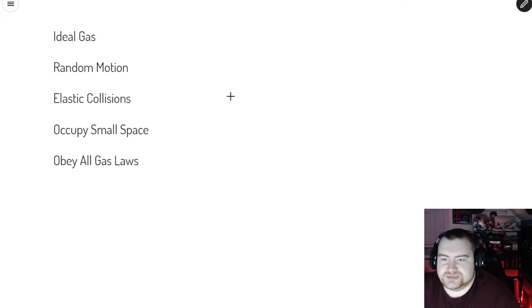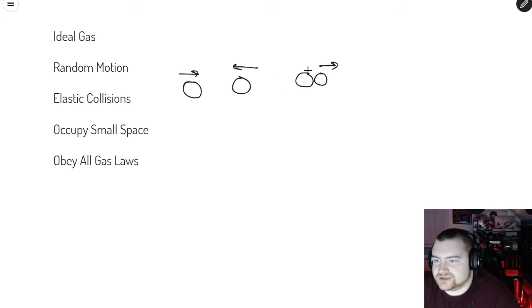Elastic collisions means that when the gas molecule collides with another gas molecule or the wall, it doesn't lose energy as it does so. So let's say we have this gas molecule going that way, and we have this gas molecule going this way. They're going to collide, like that, and then they're going to go off their separate ways back in the other direction. And what an elastic collision means is there's no energy loss here.